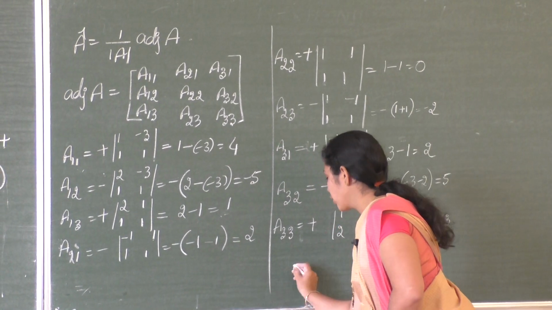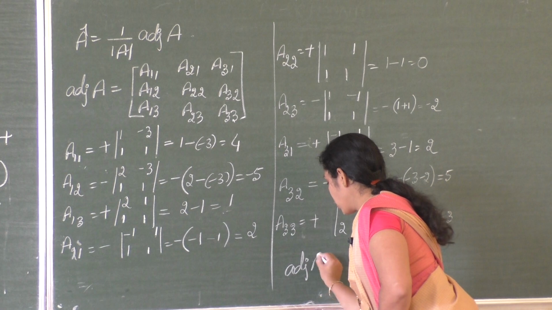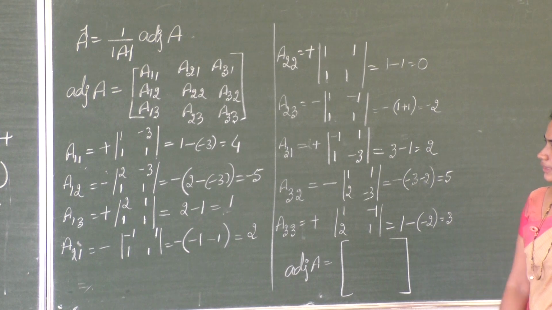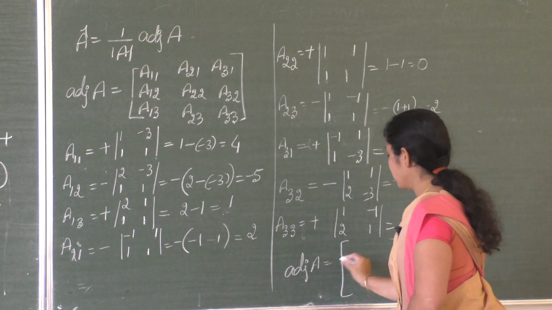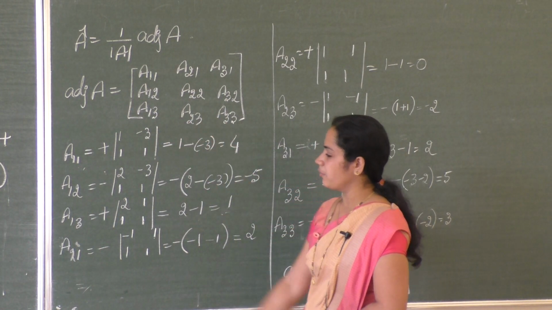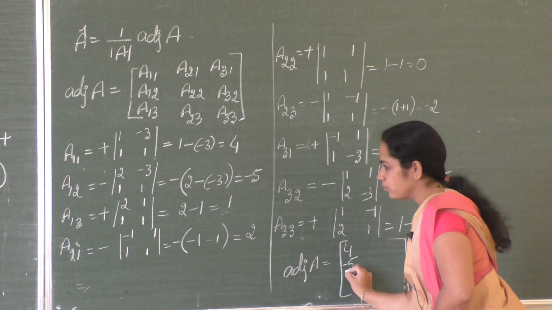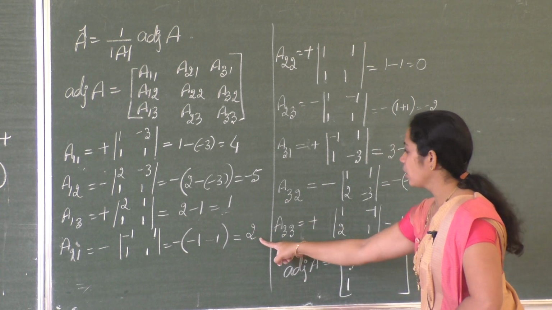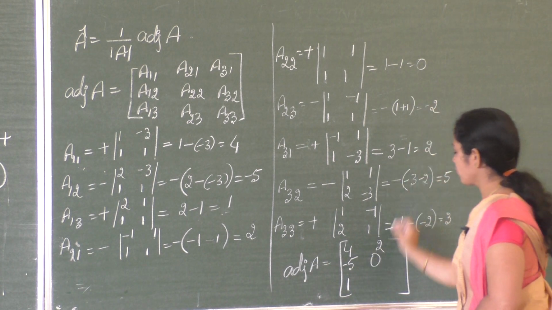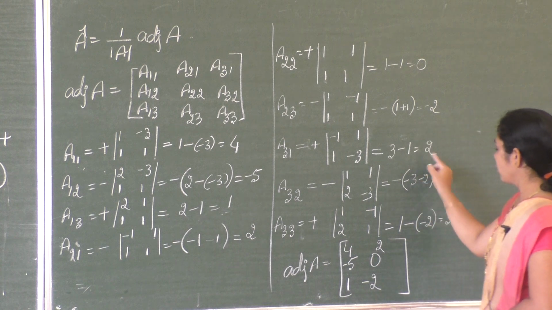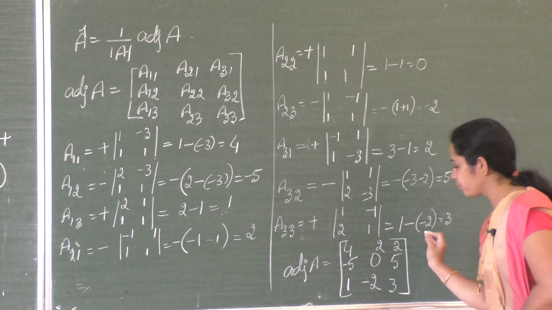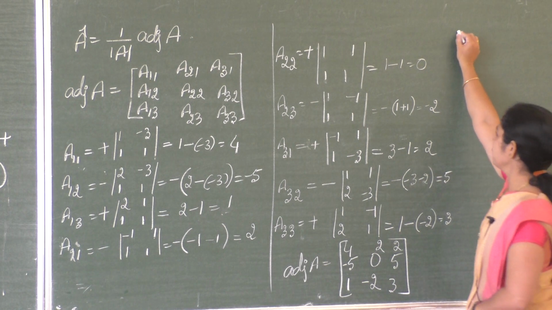Now what is adjoint of A? Adjoint of A is equal to, write the values: A11, A12, A13 is 4, minus 5, 1; 2, 0, minus 2; 2, 5, 3. This is adjoint of A.